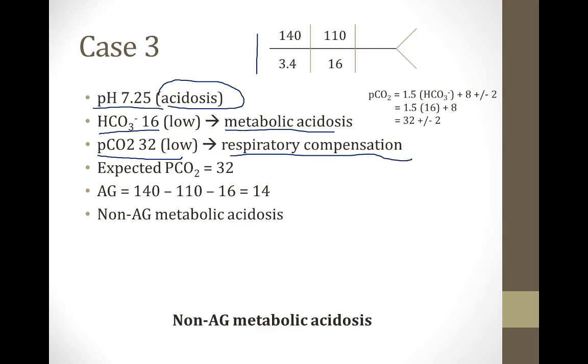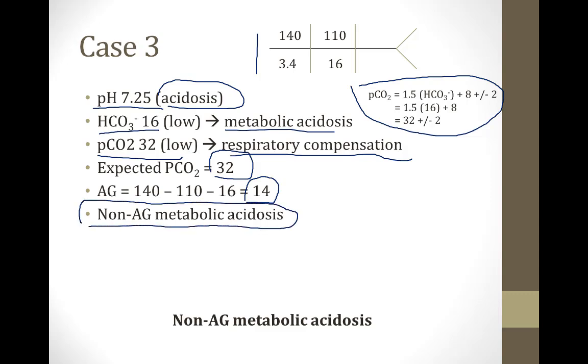We can determine the expected PCO2 from Winner's formula, and I've done that for you here. I'm not going to go through all the math for that again, but the expected PCO2 is 32, and that matches our actual PCO2. So we do not have a secondary or mixed respiratory disorder along with the metabolic acidosis. Once you find out that you have a metabolic acidosis, you have to calculate the anion gap. This person's anion gap is 140 minus 110 minus 16, which is 14, and normal is about 12, so this is pretty close to normal. So this is a non-anion gap metabolic acidosis.